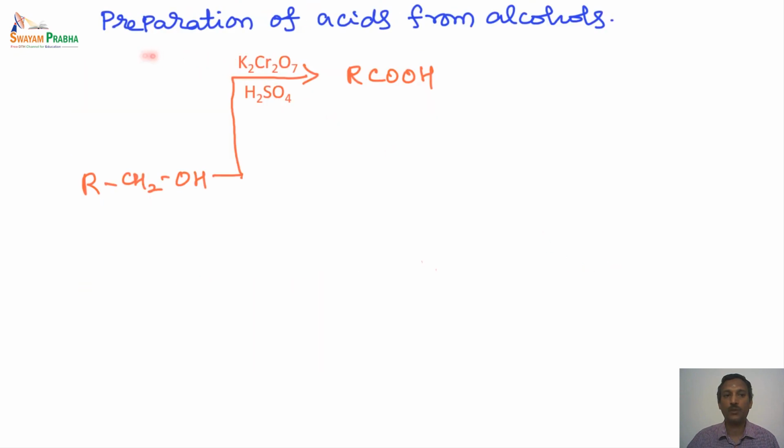So first let us start about the preparation of acids from alcohols. So this is a primary alcohol shown here. When a primary alcohol is subjected to oxidation using potassium dichromate under acidic conditions, it provides carboxylic acid. This is a very straightforward method. Then the next method is the primary alcohol can also be converted to carboxylic acid by a different route. We will now look at what this route is.